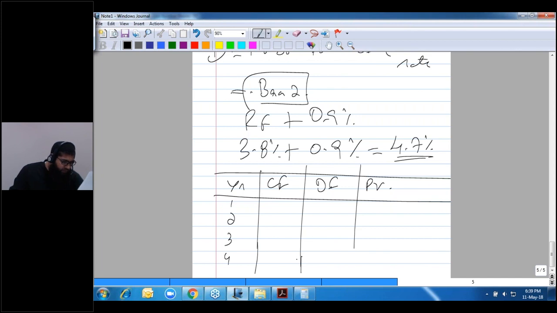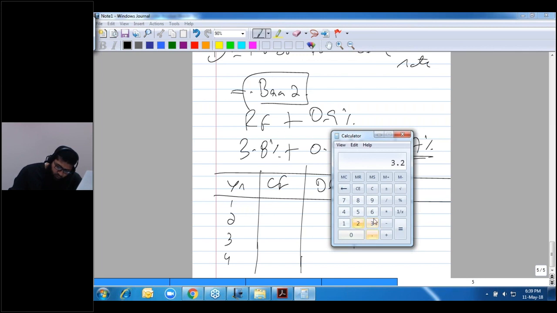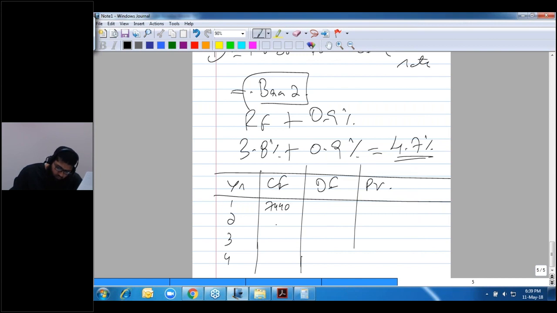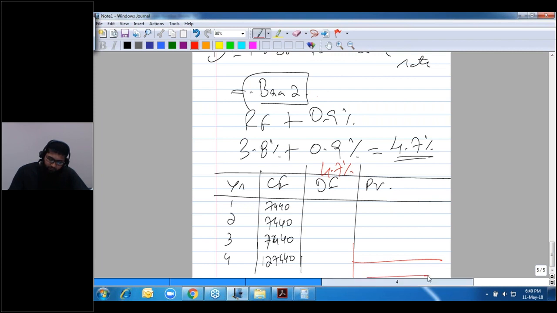So what is actually going to happen? You have got a 6.2% redeemable bond, and you have a discount rate of 4.7%. So can somebody please calculate the market value of debt?